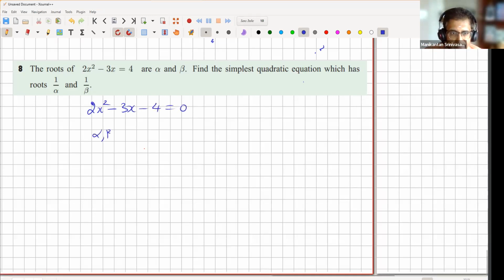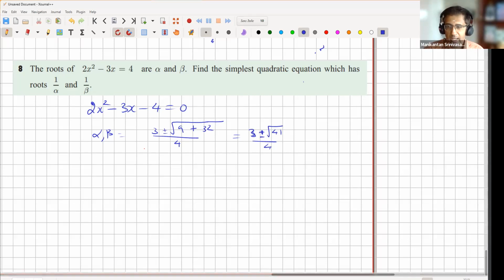If I solve for my alpha and beta, that'll be minus b plus or minus root of b square minus 4ac, which will become plus here, plus 4 times 2, whole upon 2a. So it'll become 3 plus or minus root 41 by 4. As it is, it's looking very clunky, right? And then if I do 1 by alpha and 1 by beta, it is even more pain. And then I'll have to find an equation whose roots are that.